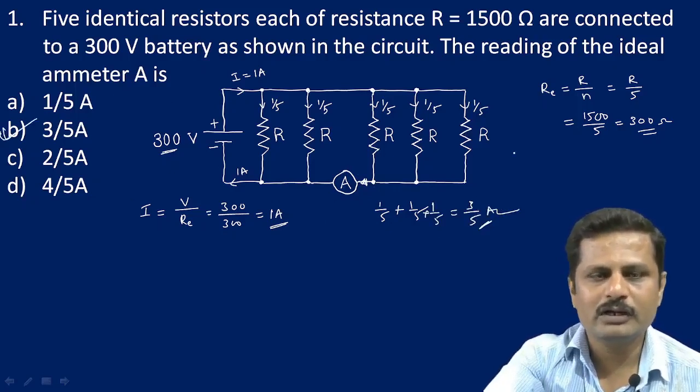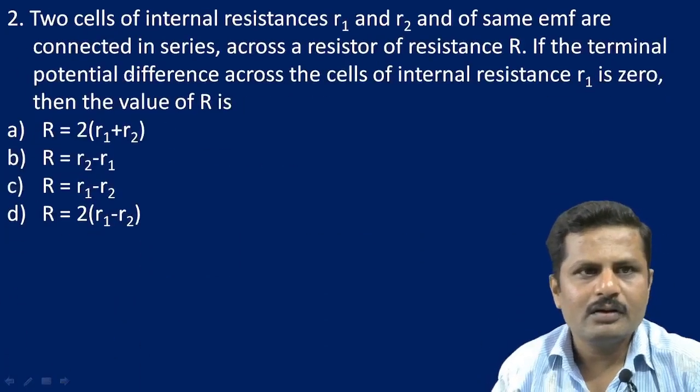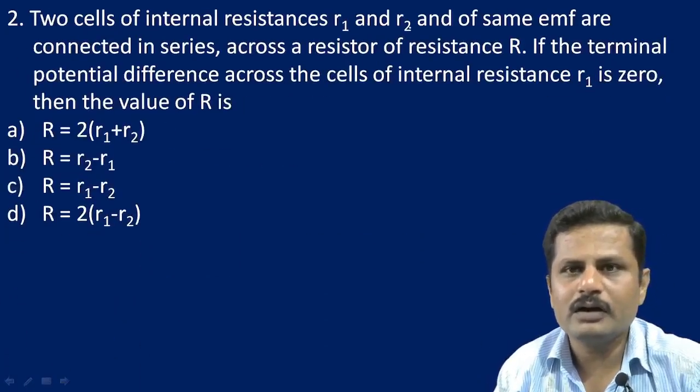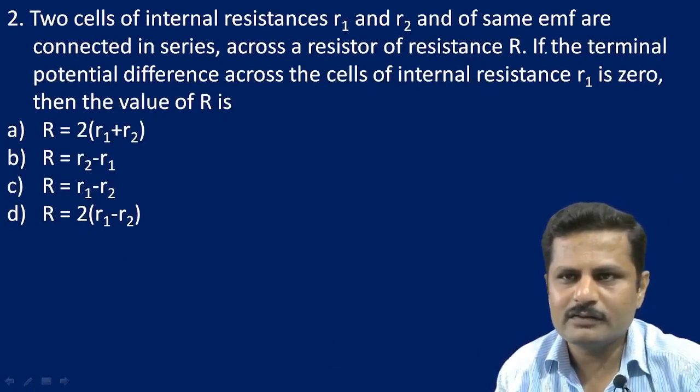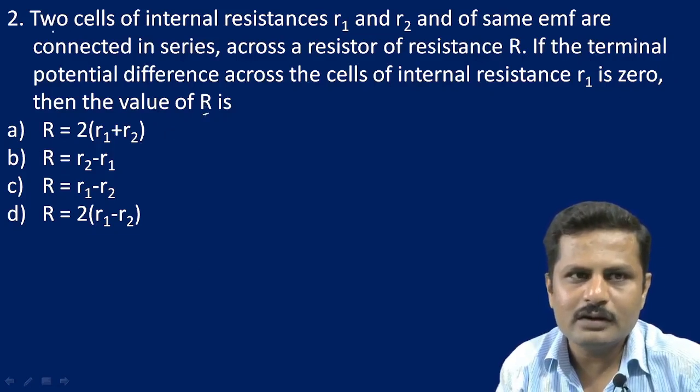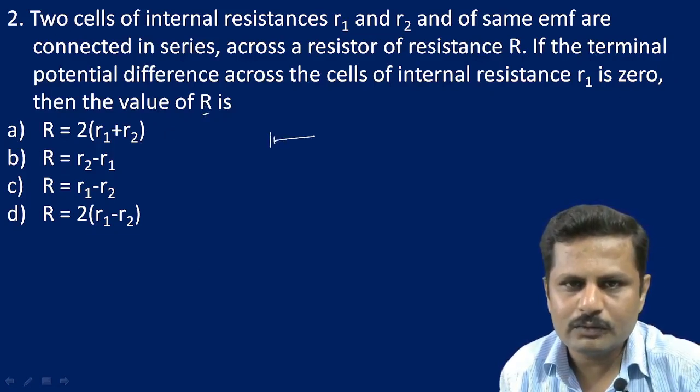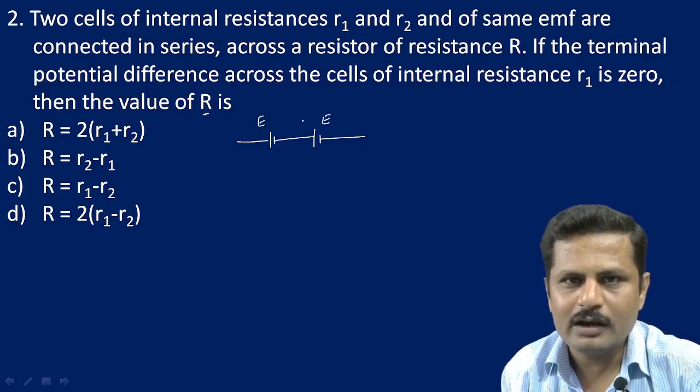Moving to the next question: two cells of internal resistances R1 and R2 and of the same EMF are connected in series across a resistor of resistance R. If the terminal potential difference across the cell of internal resistance R1 is 0, then the value of R is? Here there are two cells connected in series, and both cells have the same EMF, let me consider E, and their internal resistances are R1 and R2.